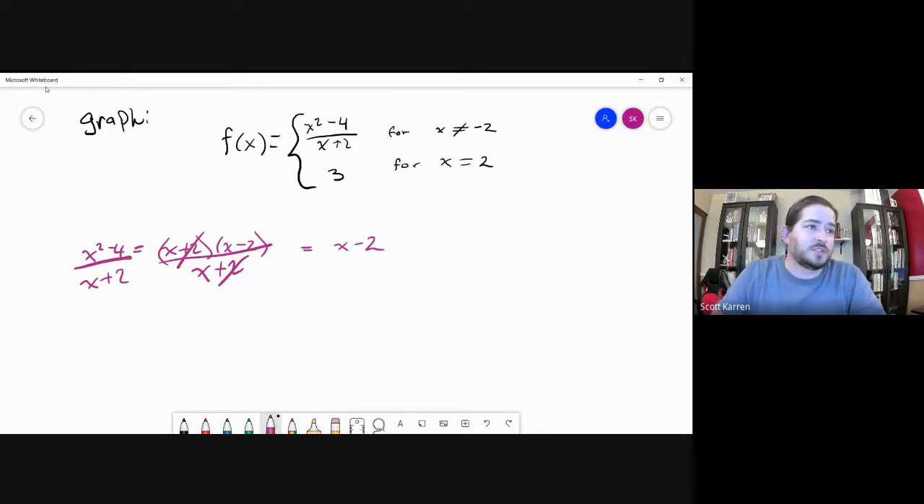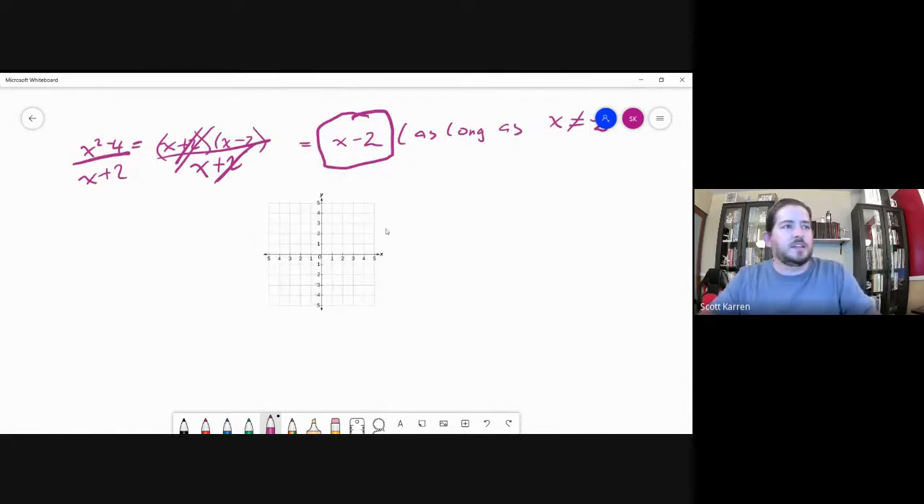And this is, of course, as long as x wasn't negative 2 itself, right? Sorry, this should be negative right there. Because if it is negative 2, I can't cancel out 0 and 0. The whole thing is in the garbage if x is negative 2. But if it's not negative 2, it's just this straight line, y equals mx plus b, slope of 1, intercept of negative 2.